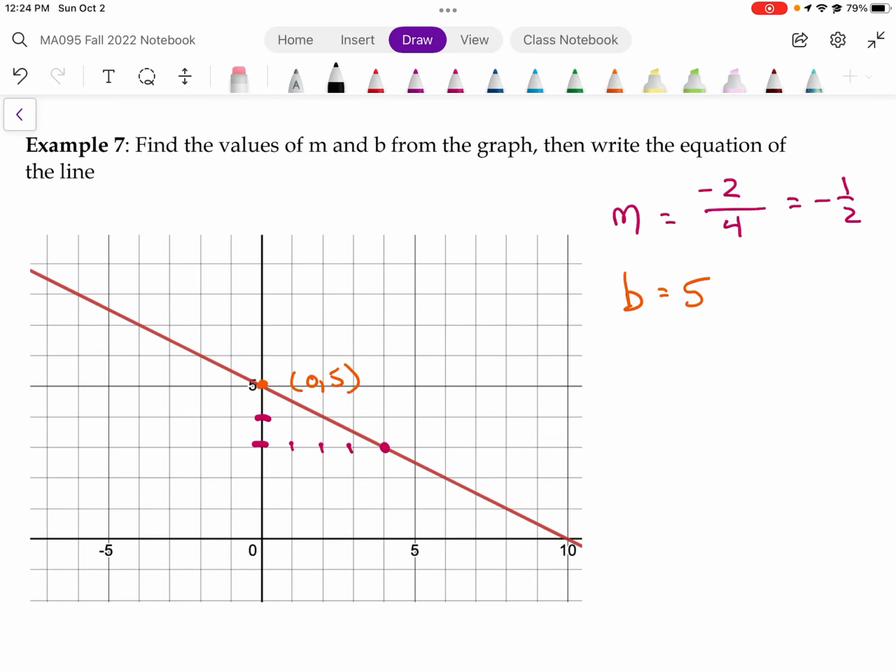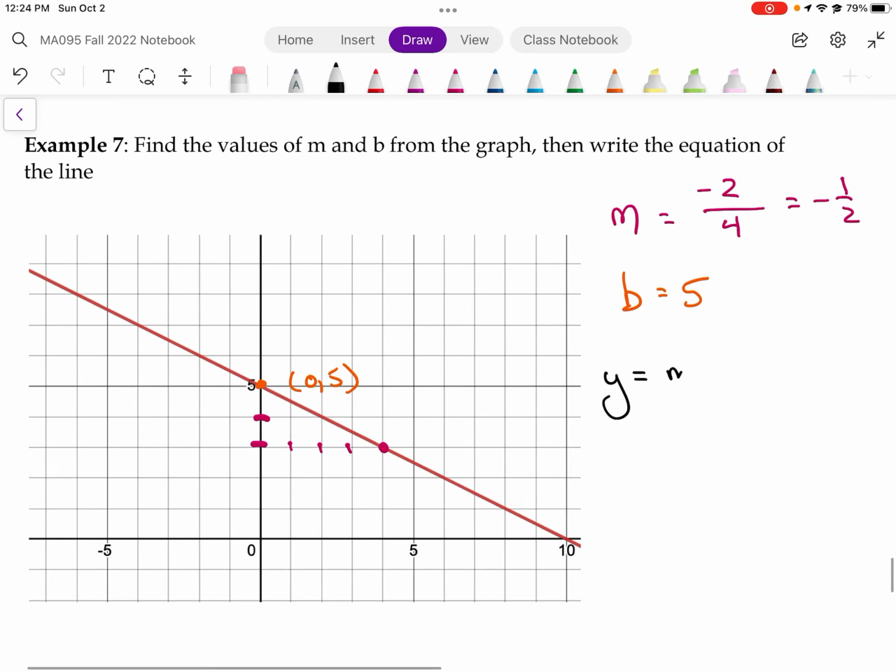Okay, so we get y = mx + b. y = negative 1/2 is the m, plus the b is a positive 5. Okay, so there's our final equation of that line right there.